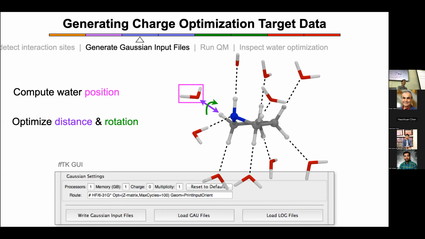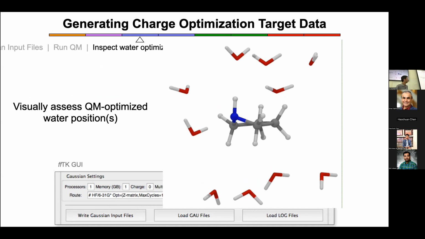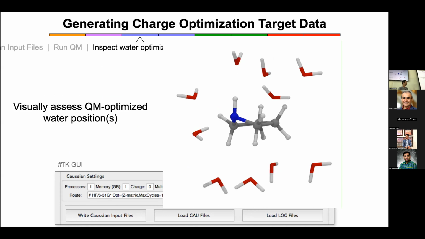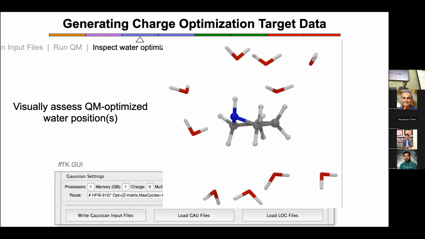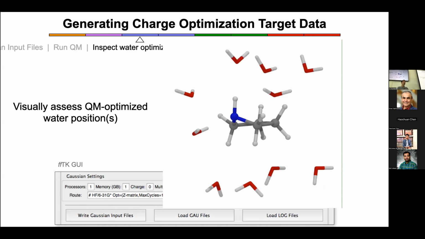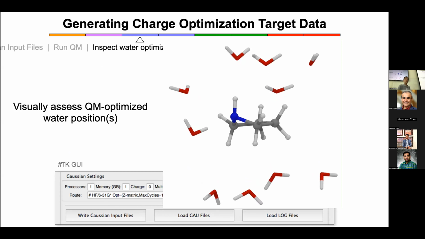And then you'll take that to your QM program of choice and run it, and it will optimize the distance and angle. So it looks something like this. And then ffTK will bring that back and use that information, the optimal distance and position of the water, in order to determine partial charges for your molecule, trying to match the simulation, the MD result, to the quantum mechanical result.